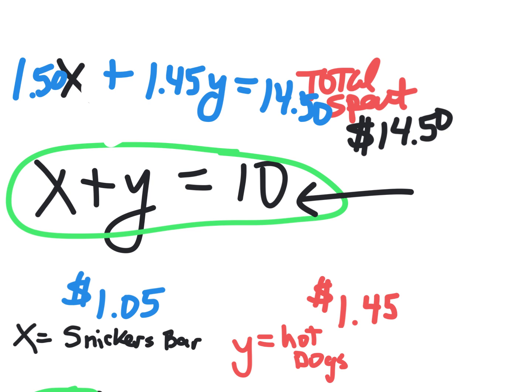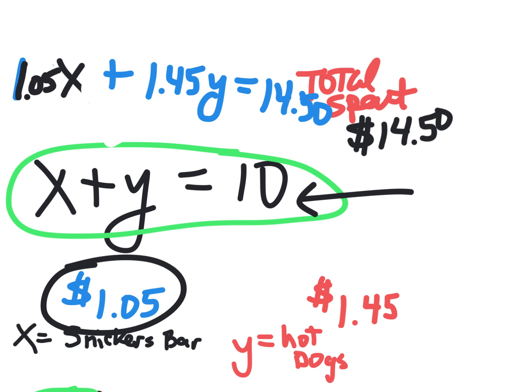It's supposed to be $1.05. Oh, thank you. 1.05. Sorry. He's right. Right here. I reversed those two numbers in my head. That's called transposing. 1.05 X.